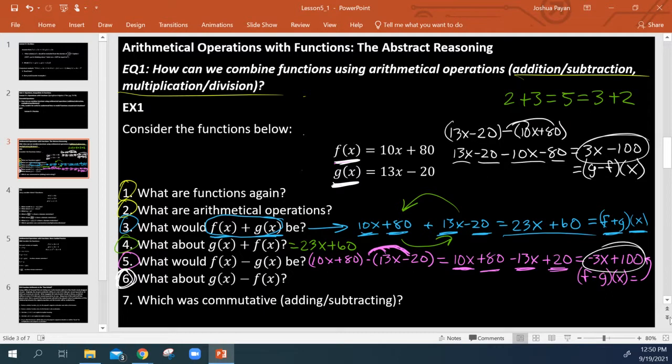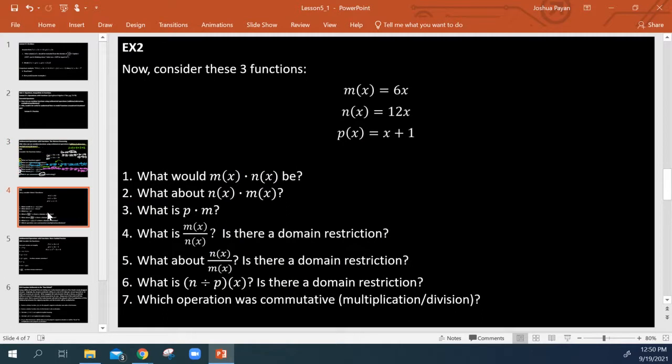Okay, and you can clearly see they're not equivalent. So here on number 7, which was commutative? Well, adding. Okay, so example 2, we've got 3 functions here, and now we're going to be multiplying and dividing. Pretty much the same idea. So what would m times n be? Another way to say this is m times n of x, or you may see it with the dot. Either way, all 3 of these still mean the same thing.